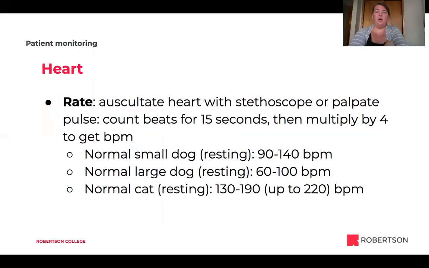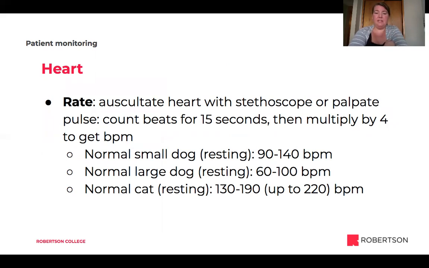So when we are auscultating the heart to take a heart rate, we're going to use that stethoscope. We're going to place it, usually the left side of the chest is going to have better and clearer heart sounds for you to find because the heart is on the left side of the chest. So it just makes sense that it'll be easier to hear on the closer side.